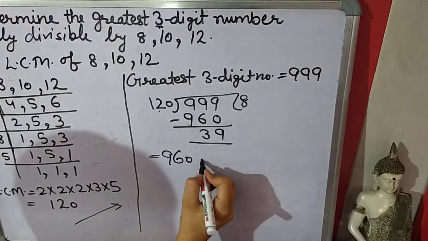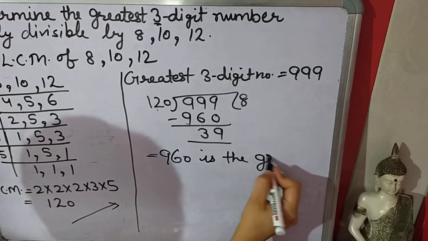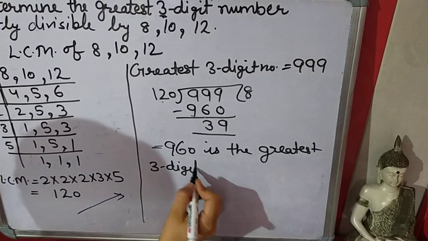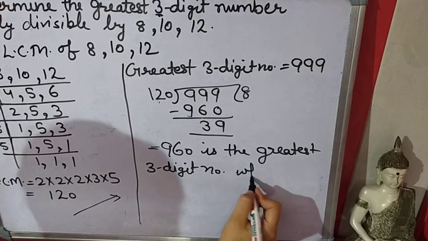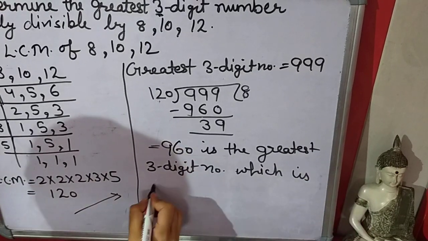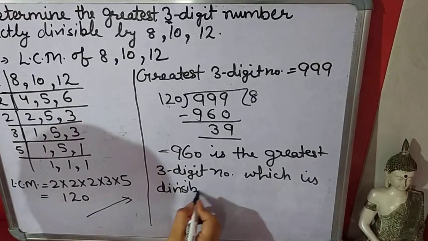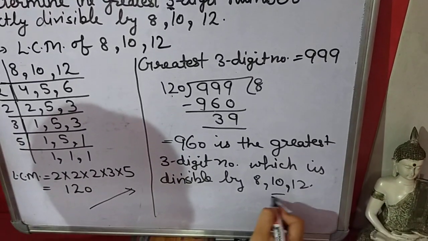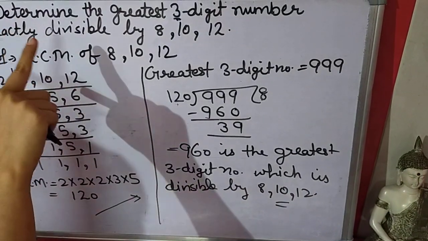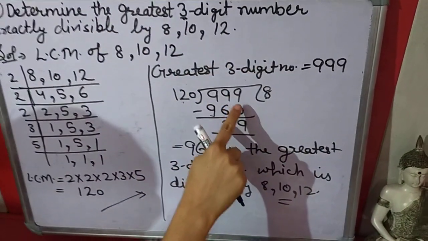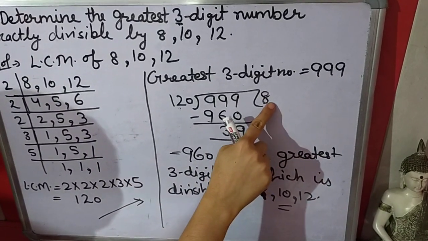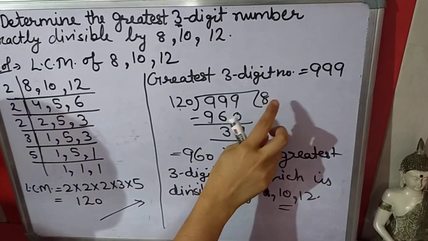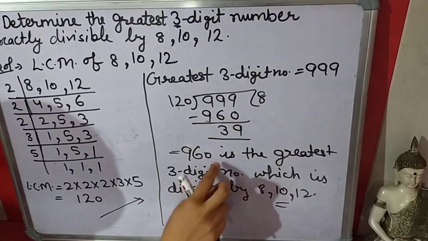So 960 is the greatest 3-digit number which is divisible by 8, 10, 12. Remember one thing: if he is saying find the smallest three digit number, then you have to take the next multiple of that quotient. Now if he is saying find the greatest three digit number, then the same multiple you have to take from here.